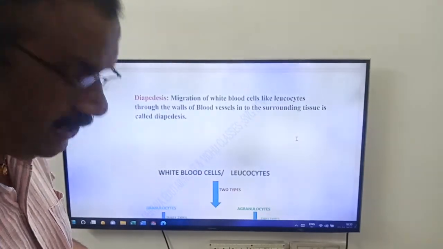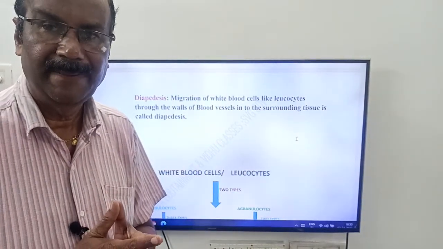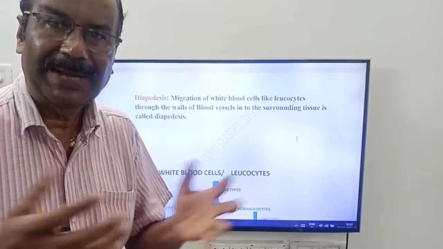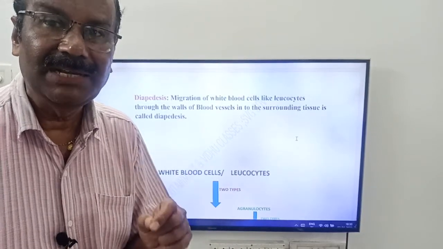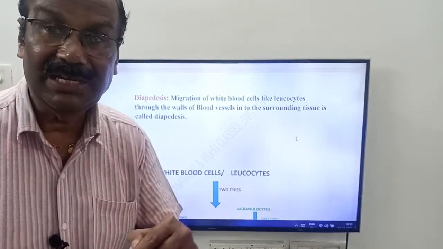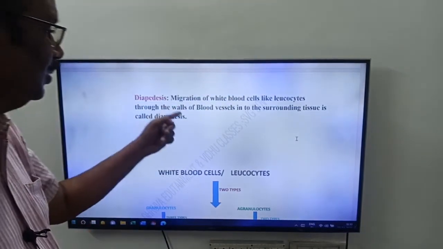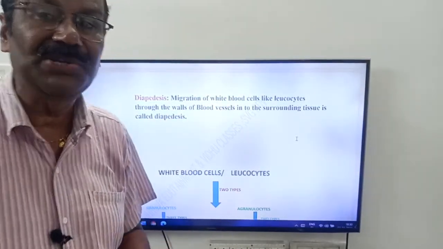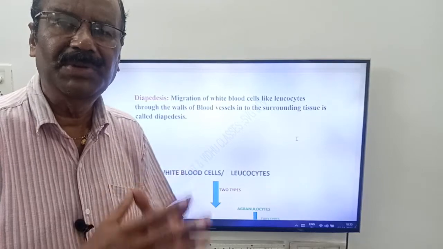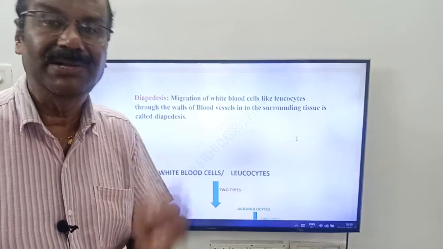Now see friends, diapedesis. Generally, white blood cells are present in the blood. But whenever we have pathogens in our body, these pathogens are present in the tissues. At that time, this WBC is coming out from the blood vessels into the tissue region. So, migration of white blood cells through the walls of blood vessels into the surrounding tissue is called diapedesis. Simply say, friends, coming out of WBC from the blood vessels into the tissue region is called diapedesis.